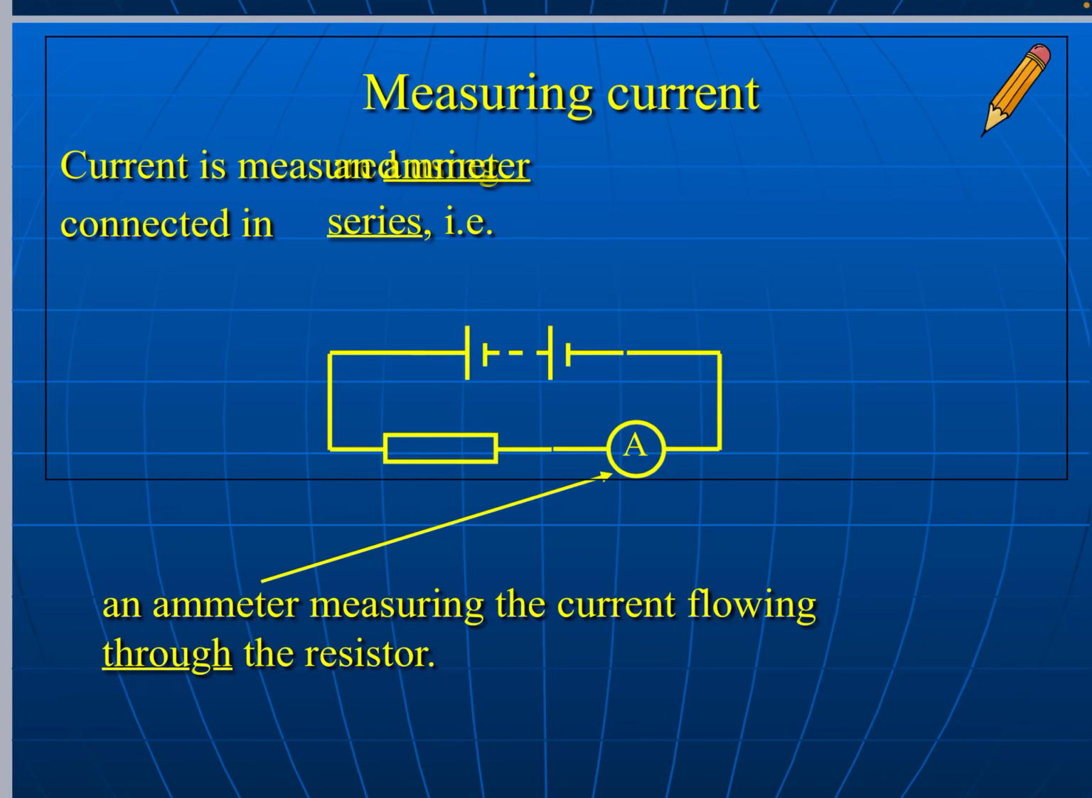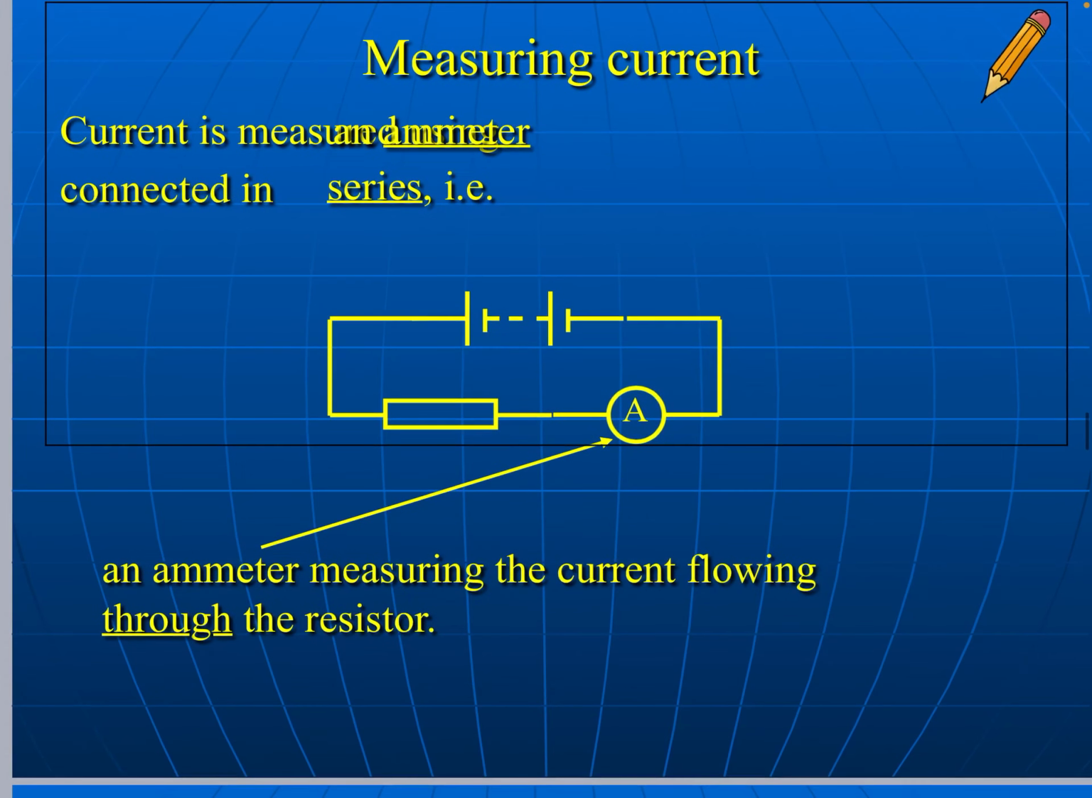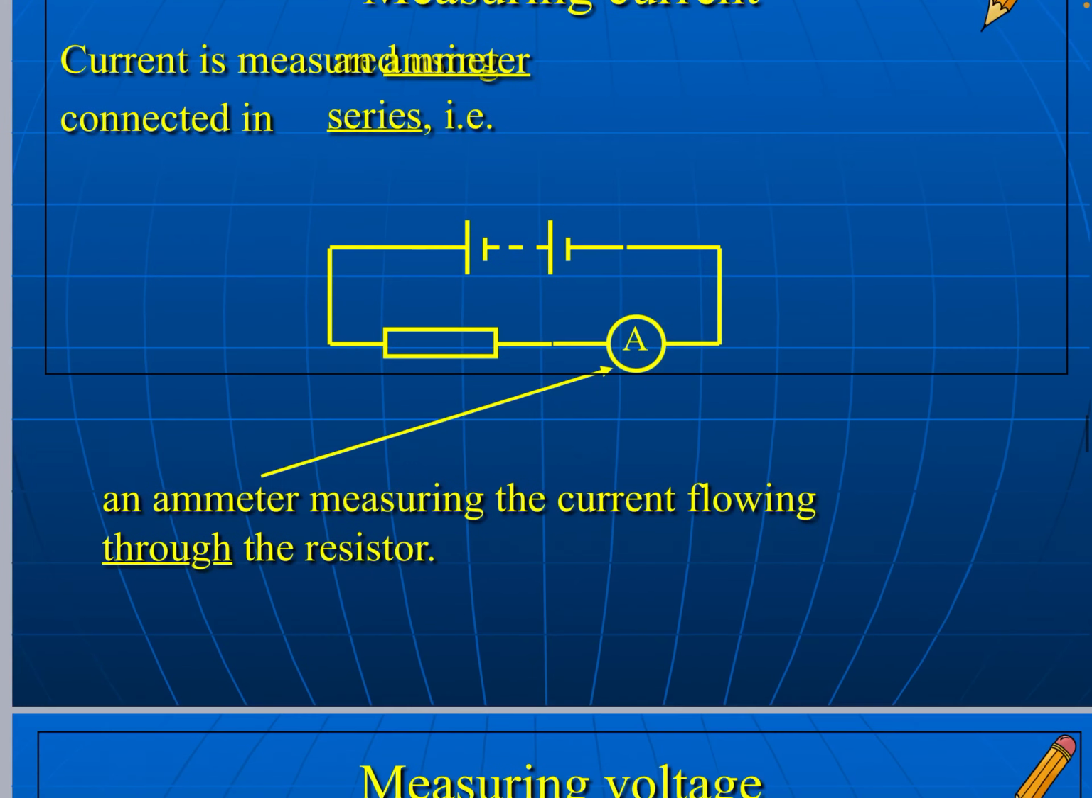So what that's saying is that current is measured with an ammeter, and an ammeter would be connected in series, so it's connected right into the circuit. So that little circuit there, you've got a battery, then you've got a resistor and an ammeter, and they're connected in series, and the ammeter would be measuring the current.